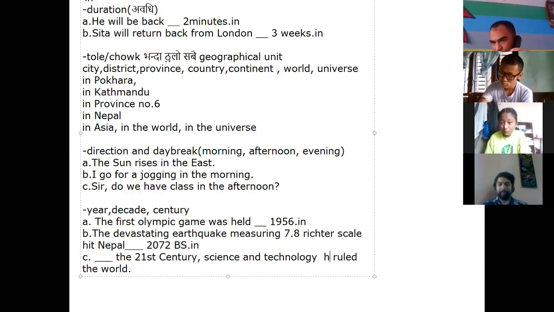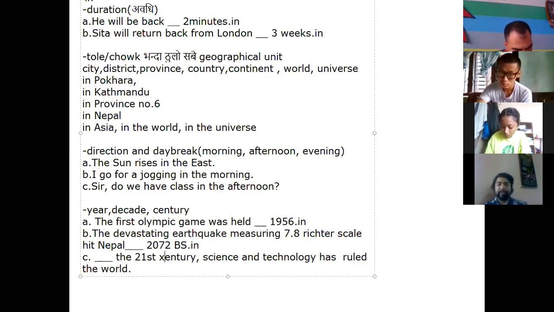They often come together. That's the 21st century. Science and technology has ruled the world. What do you write here? In the 21st century. Right?